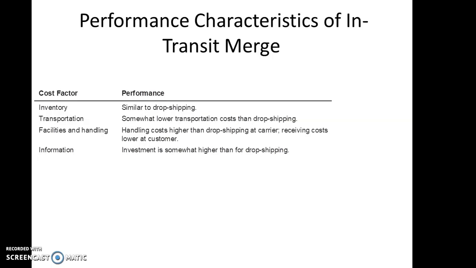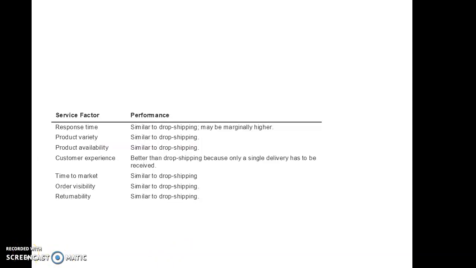Third factor is facilities and handling. The handling cost is higher than drop shipping because we should allow the in-transit merge. The last one is information. The investment in information infrastructure is higher than that for the drop shipping method. Next we see the service factors and their performance. The first service factor is response time. It is very similar to drop shipping. Sometimes it may be slightly higher also because we are allowing the in-transit merge.